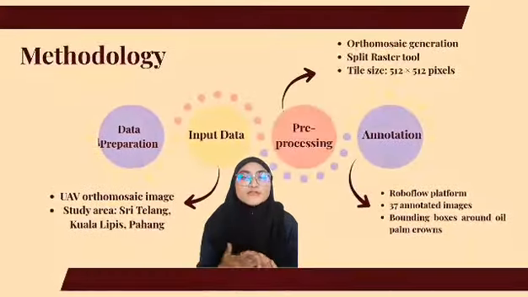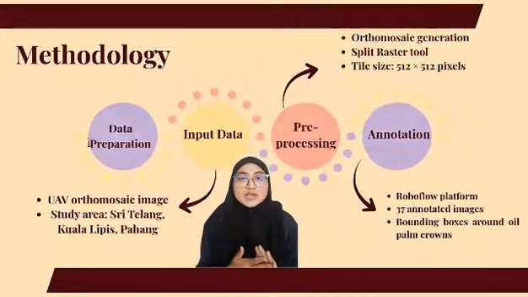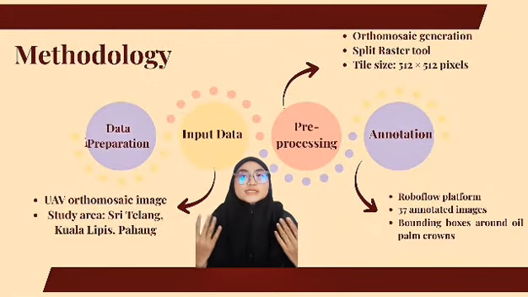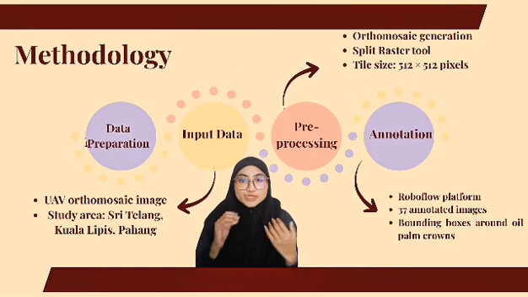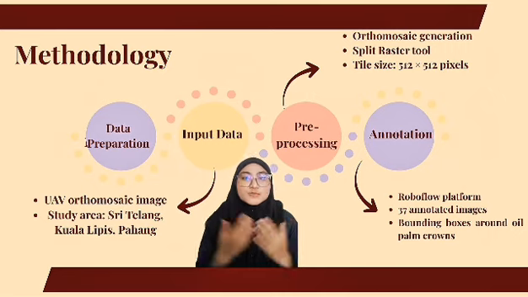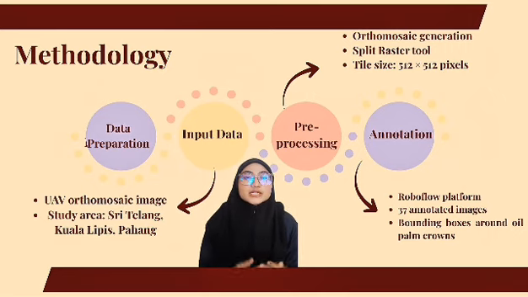The image acquired from an oil palm plantation in Sri Telang, Kuala Lipis, Pahang, was used as the primary dataset. Before training the model, the orthomosaic image was pre-processed and divided into smaller image tiles of 512 by 512 pixels. This step was important because smaller image tiles are easier to annotate and improve the efficiency of model training. The image tiles were then prepared for manual annotation using the Roboflow platform.